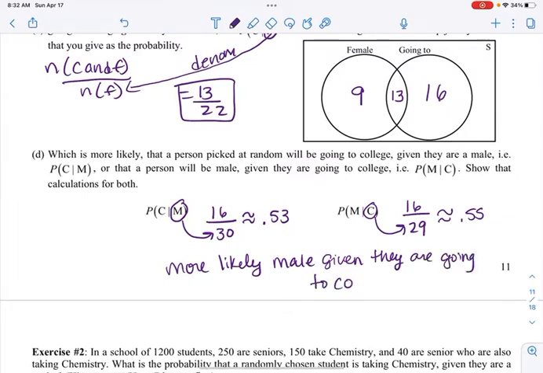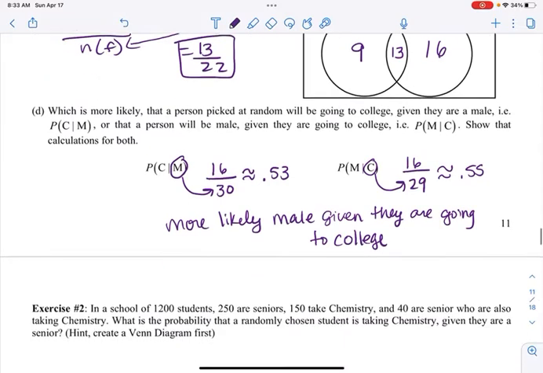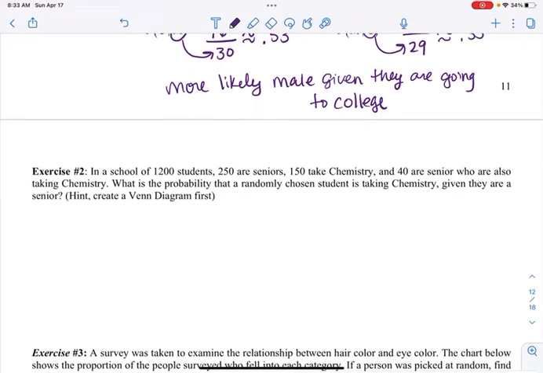So basically that second one, because 0.55 is higher than 0.53. All right, let's look at a few more problems, make sure that we get this. In a school of 1,200 students, 250 are seniors, 150 take chemistry, and 40 are seniors who are taking chemistry.